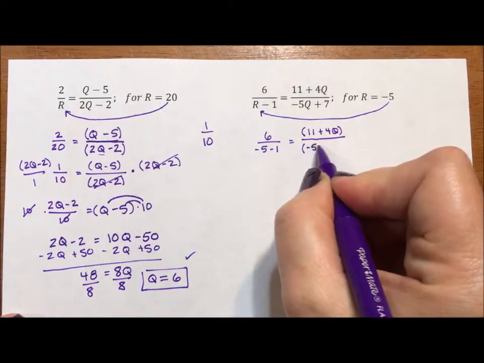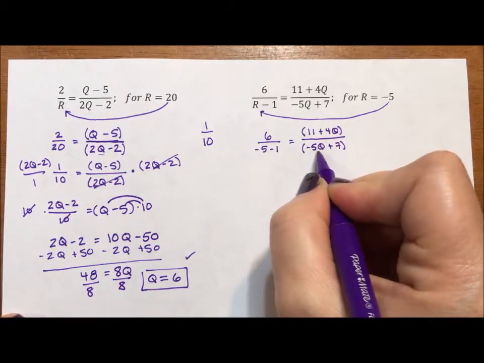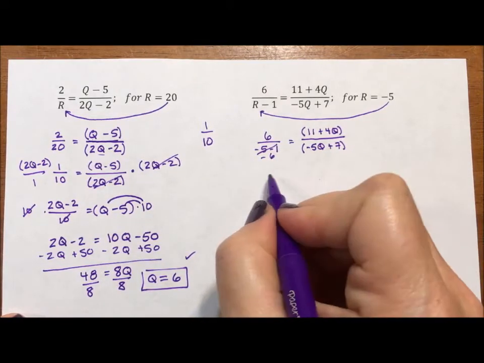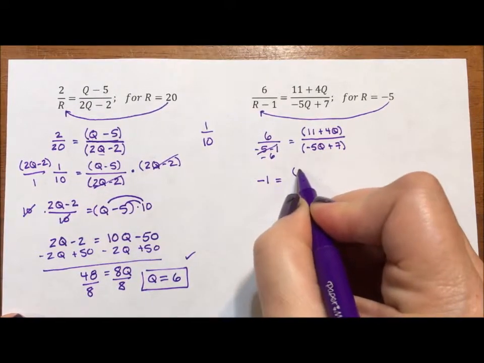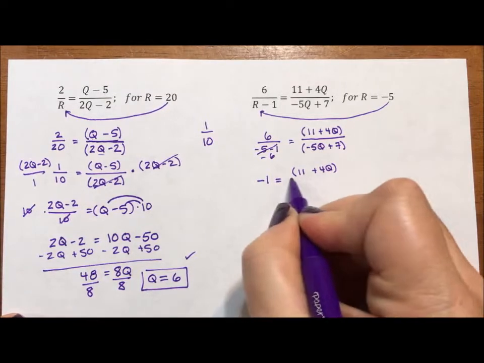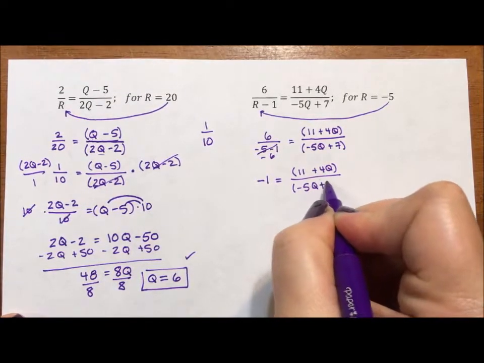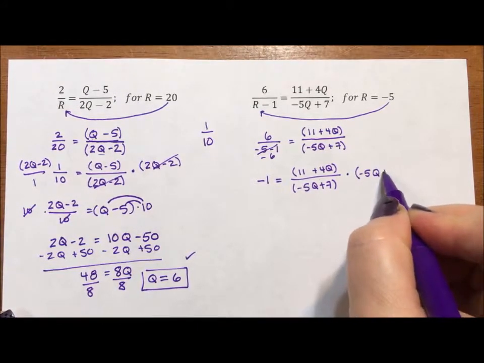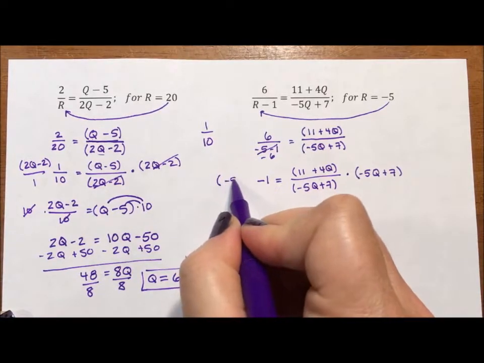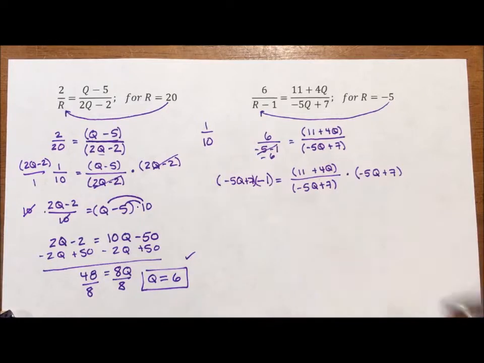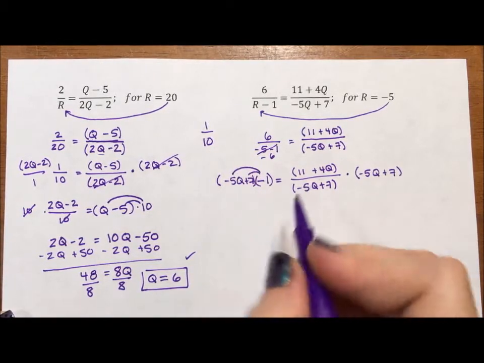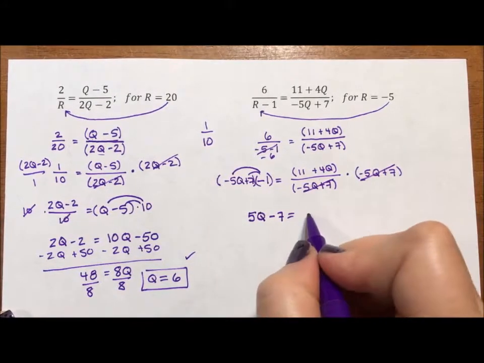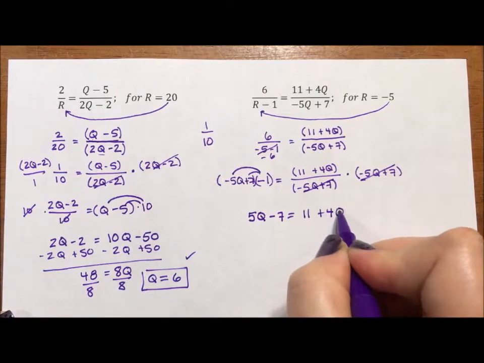The denominator is (negative 5Q plus 7). Again, I'm putting parentheses to remember that that's a single number. On this side, I have 6 over negative 6, which is the same as negative 1. So I have negative 1 equals (11 plus 4Q) over (negative 5Q plus 7). All right, so once again, I'm going to multiply this denominator, this negative 5Q plus 7, to both sides. On the left-hand side, the negative 1 will distribute, and I'll get 5Q minus 7. On the right-hand side, those cancel, and I have 11 plus 4Q.